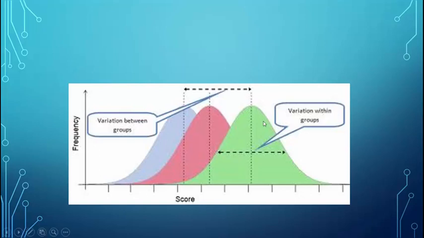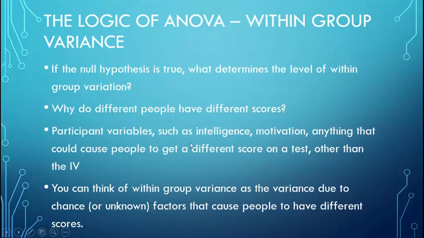The one thing that doesn't is your independent variable. That's, in this case, hours of sleep, because remember, in this green distribution, everybody in here has slept 8 hours. We've held that constant. So that is not an explanation of why some people scored higher or lower. But anything else you could think of that could affect test scores would go into within group variability. So the question is, why do people have different scores? All these participant variables, intelligence, motivation, anything you can think of that would cause people to get a different score on a test other than the independent variable. Because remember, everybody within the group is the same on that independent variable.